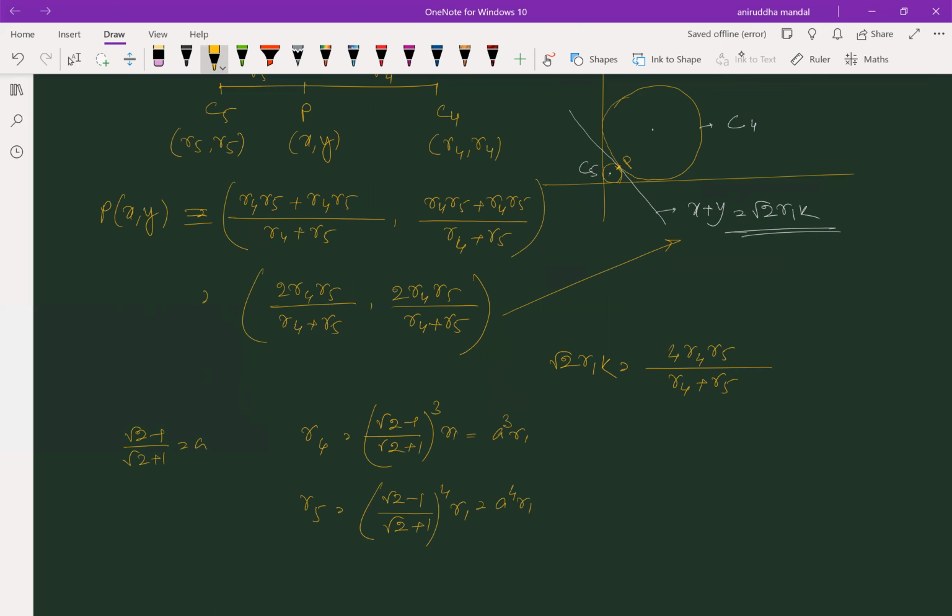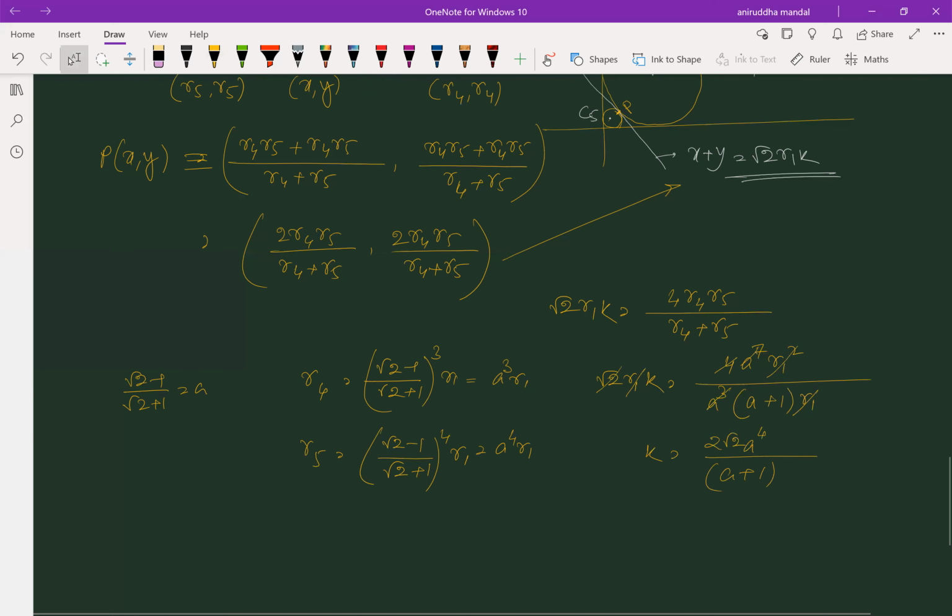So k is say root 2 r1 k. Now this is 4, and this is r4. R4 means this one and this one, so a to the power 7. And this is r1 square and r4 plus r5, taking a cube common, so we can write this as 8. Now this r1 square gets cancelled, everything, and this 8 to the power 4, so k can be written as 8 to the power 4 and a plus 1, and this is 4 by root 2, which is 2 root 2.